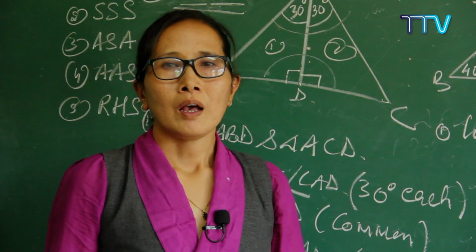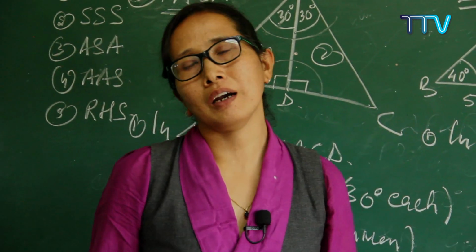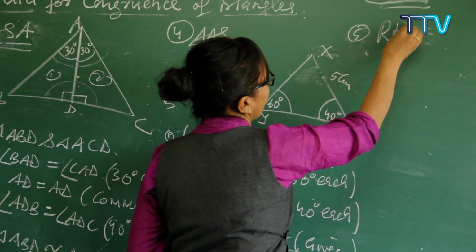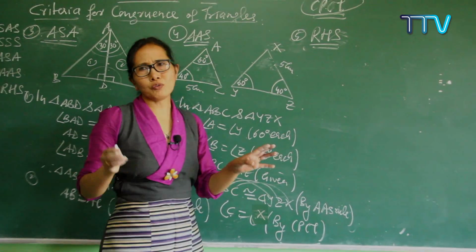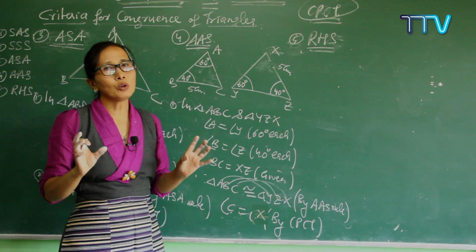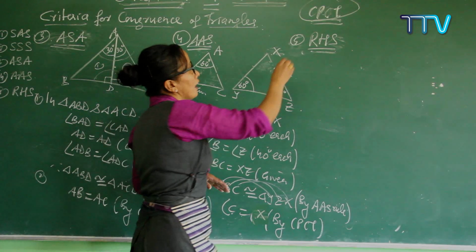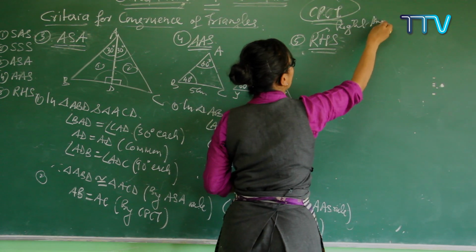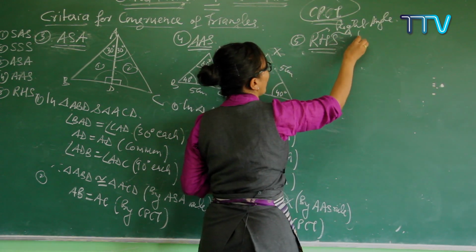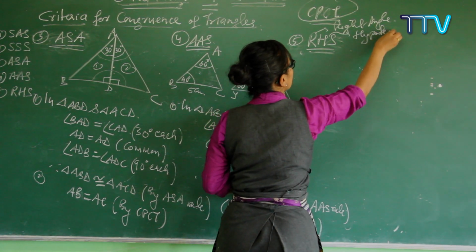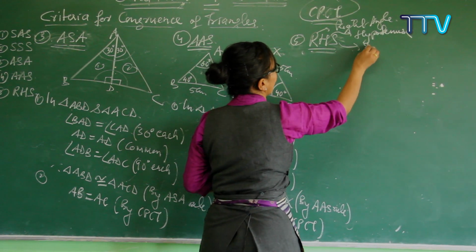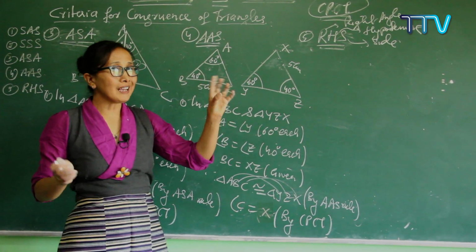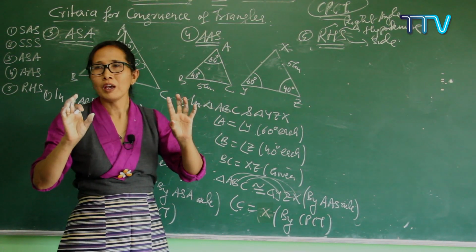Do you get it? Okay, now we are moving towards the last rule, that is RHS. The last, fifth rule, that is RHS. And here you are not finding any angle. A is not given. But how do we define it here? What does R stand for? R means right angle. H stands for hypotenuse, and S stands for side. Correct? And now here, if two triangles have right angles, both the triangles always have to be right-angled.